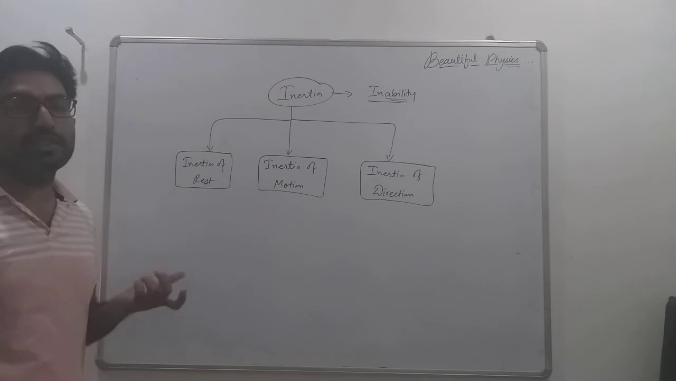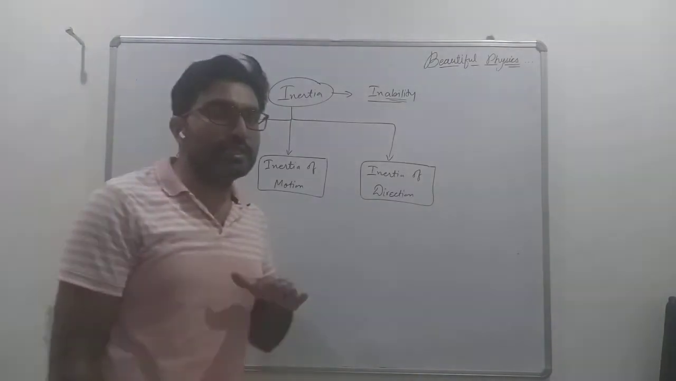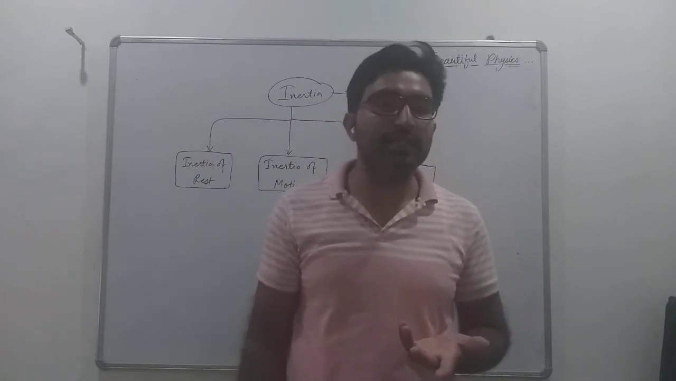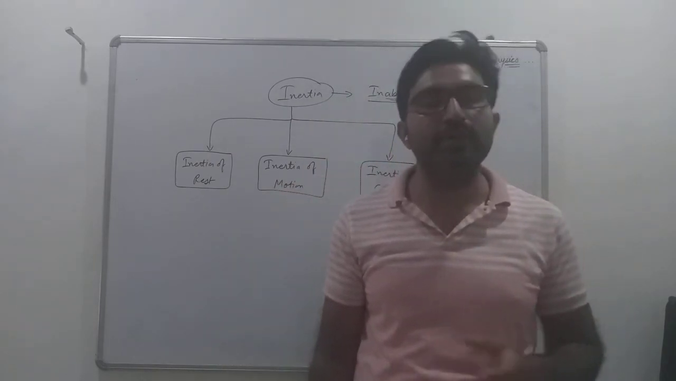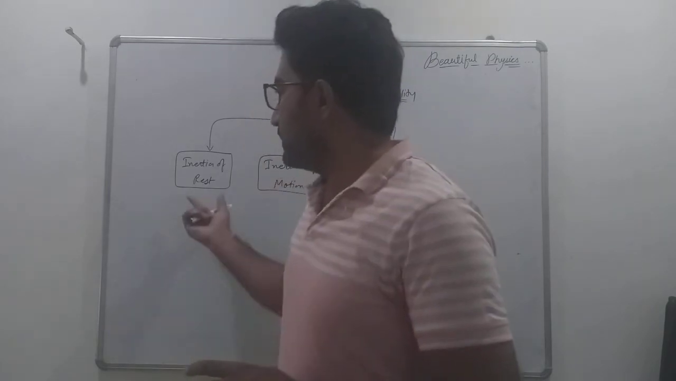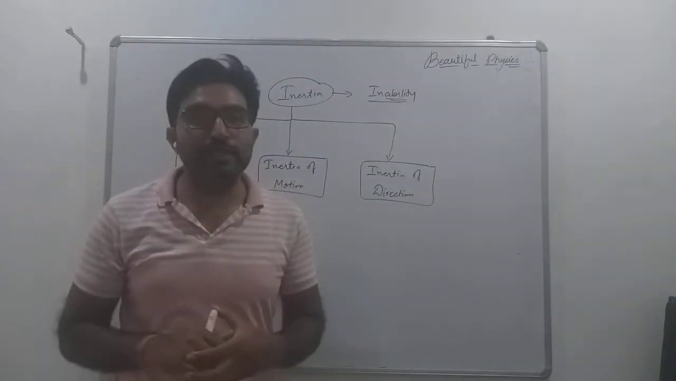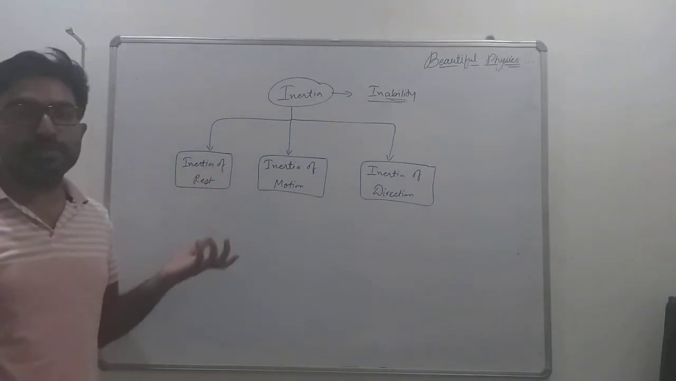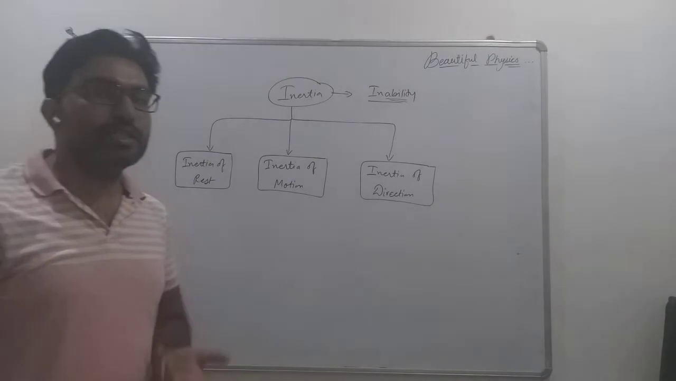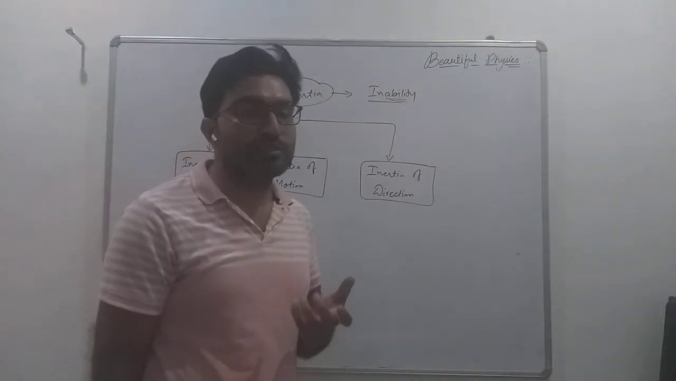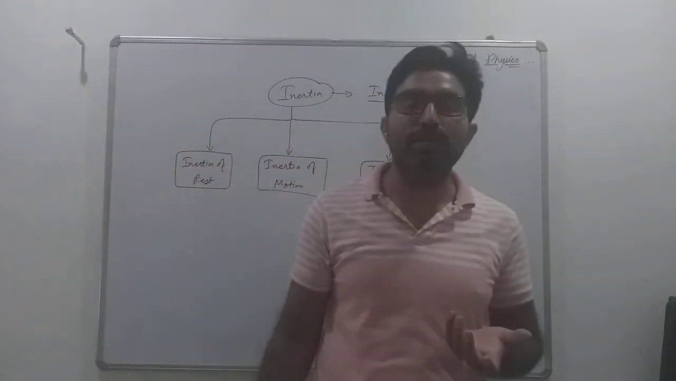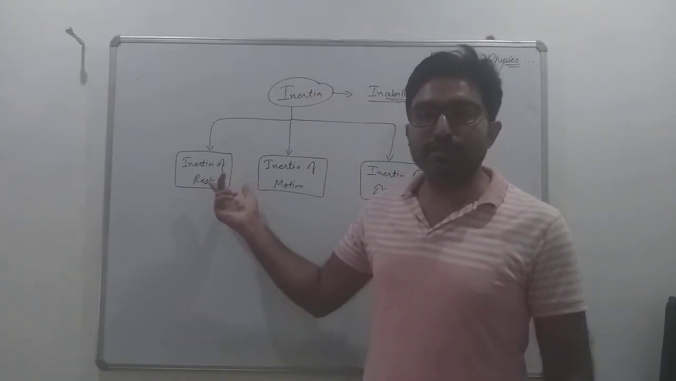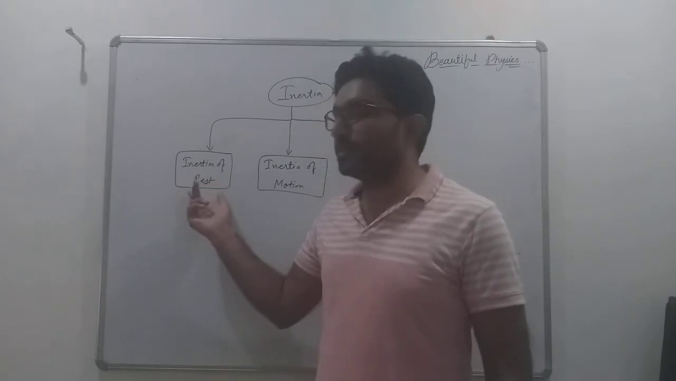First, what is inertia of rest? If a body is in a rest position, then it will remain in the rest position until any external force is applied on the body. Then the inertia possessed by the body is said to be inertia of rest. Means if a body is in rest position, it will try to retain its rest position and will not leave it until an external force is applied from outside. Then the inertia the body has is called inertia of rest.